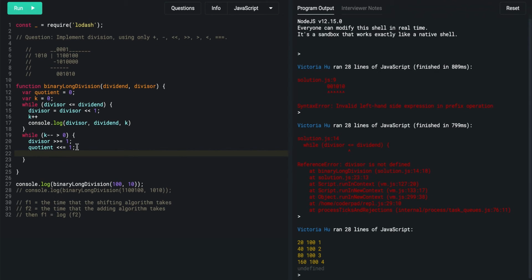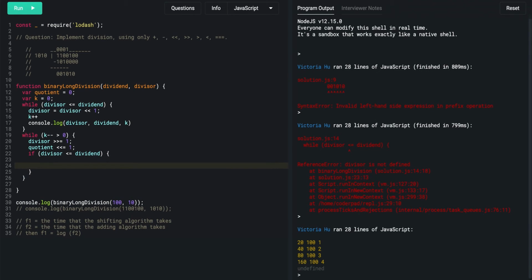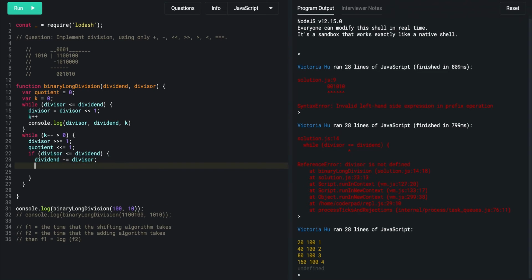And then if the divisor is less than the dividend, then we want to subtract. So let's write a conditional if statement. If the divisor is less than or equal to the dividend, then we want the dividend to subtract the divisor, and we want to add to the quotient, this one.